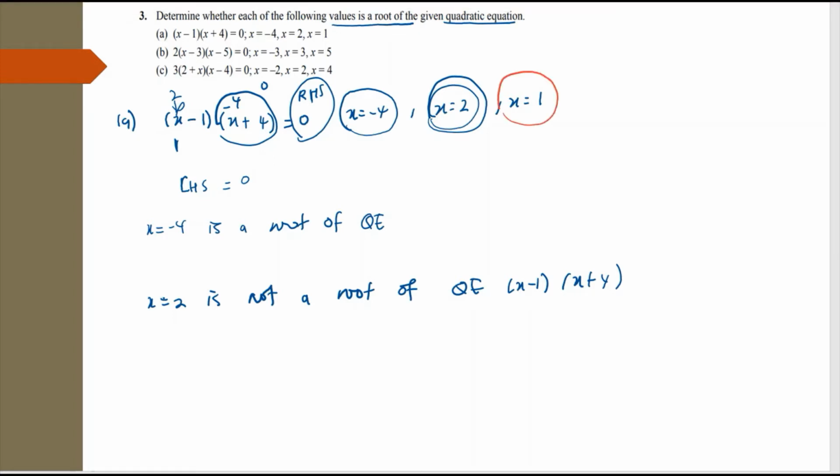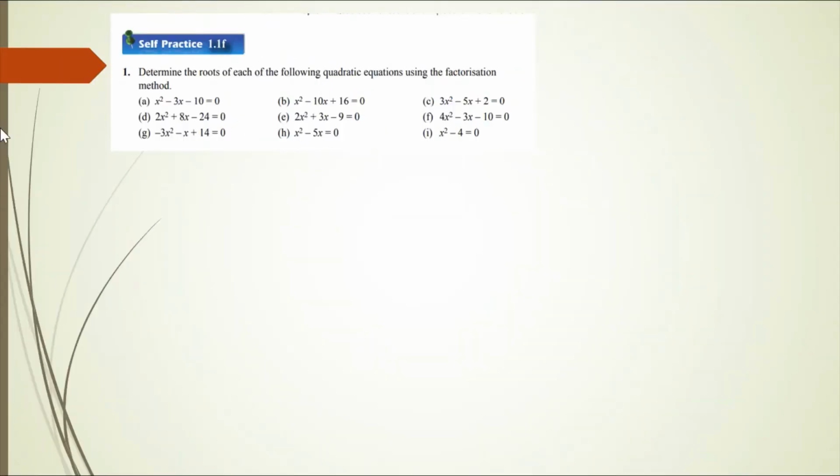Okay, now we substitute x is equal to 1. We substitute x equal to 1 here. 1 minus 1, we get 0. 0 times any number, we get 0. So the left hand side is 0, the right hand side also 0. So that means we can make the conclusion x equal to 1 is a root of the quadratic equation x minus 1 times x plus 4. Okay?